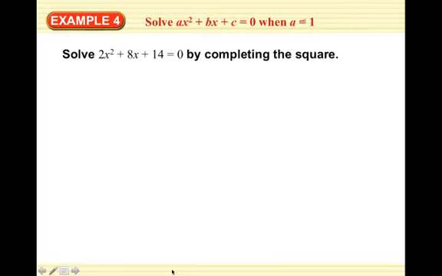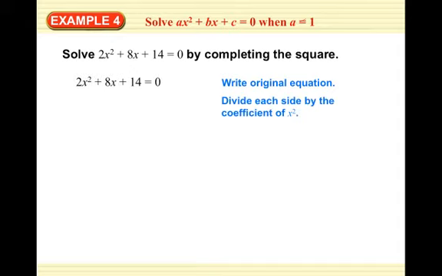Okay, so we're going to solve 2x squared plus 8x plus 14 equals 0 by completing the square. So we write the original equation, and then we divide each side by the coefficient of x squared. Well, x squared has a coefficient of 2, so we're going to divide everything by 2. So on the left, that gives us x squared plus 4x plus 7, and then on the right, 0 divided by 2 is just 0. And then we work from here.